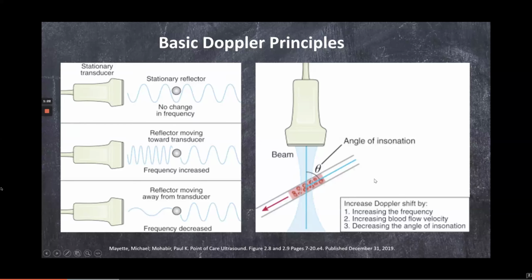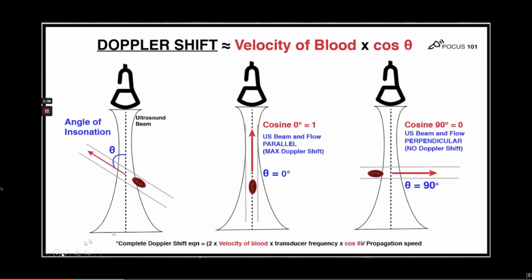Increased Doppler shift can be done by increasing the frequency, increasing the blood flow velocity, and as we discussed, decreasing the angle of insulation. This is a diagram from POCUS 101 that illustrates the differences of Doppler shift based on the angle of insulation. Here, if the ultrasound beam is parallel with the blood flow, i.e. the angle of insulation is 0, then you have the maximum Doppler shift. If the angle of the insulation is 90 degrees, meaning the ultrasound beam is perpendicular to the blood flow, then there won't be any Doppler shift.